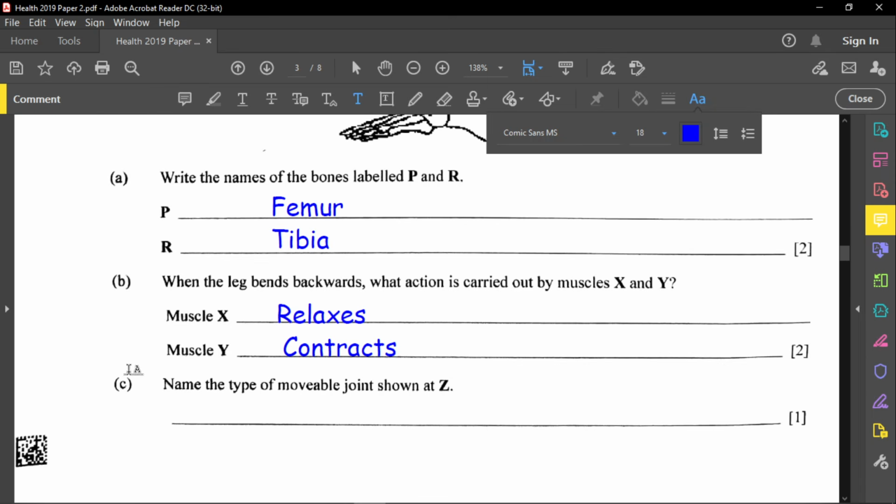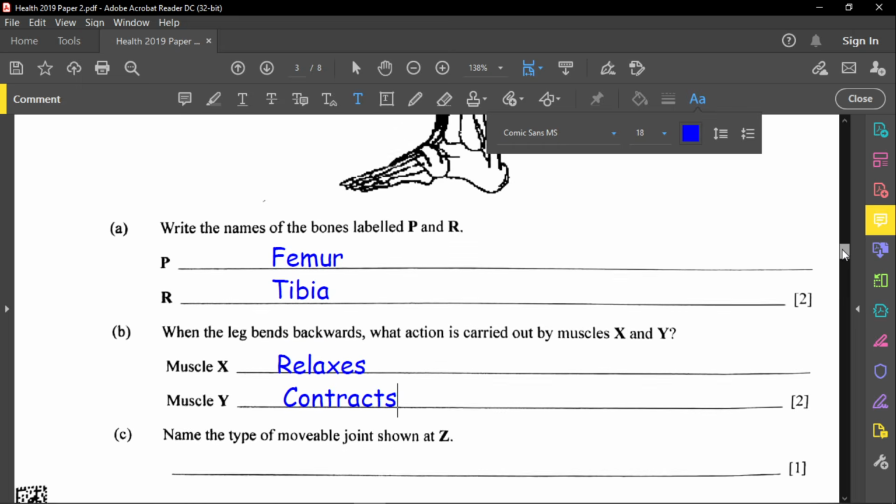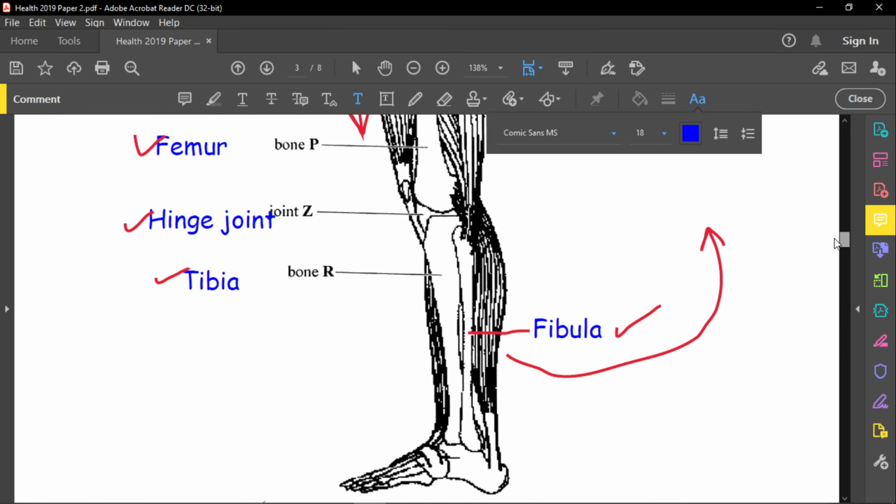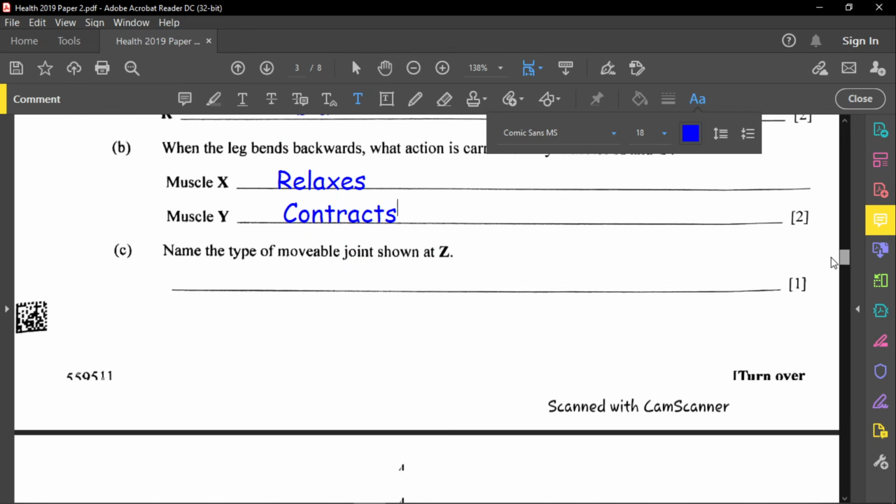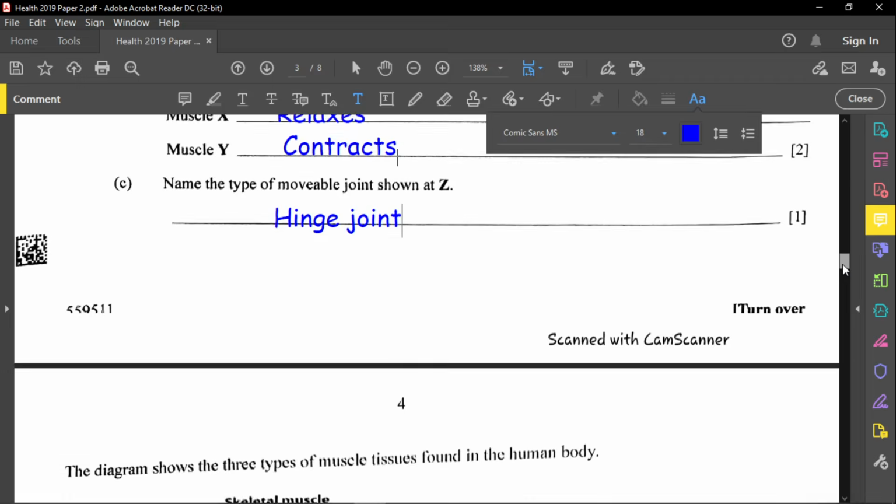All right, so part C is to name the type of movable joint shown in Z. And again, it is a synovial joint, but specifically it's a hinge joint. Okay, this is hinge joint. All right, great. Now let's go to the next part of the question.